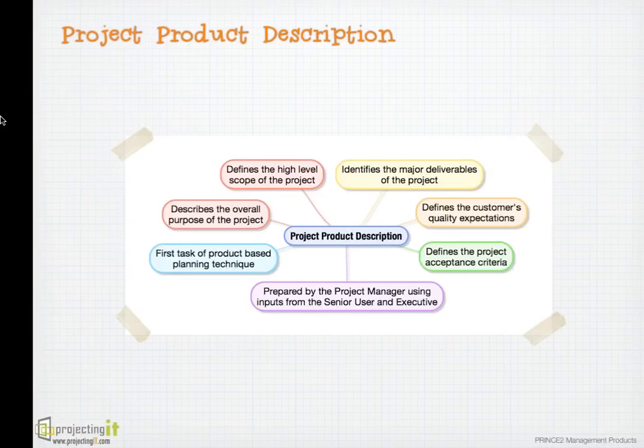The project product description is reviewed and updated again in initiation and thereafter checked to ensure the project is delivering products and scope according to the agreed requirements. Any changes to the agreed scope can be identified using project product description.